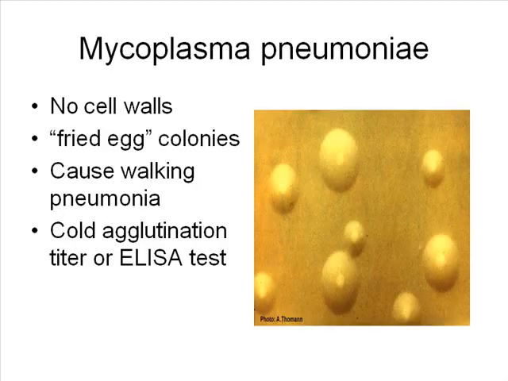Mycoplasma pneumoniae, cause of walking pneumonia. You can also get a cold agglutinin with Mycoplasma pneumoniae. If you grow it, you'll get fried egg colonies. This group of organisms has no cell wall, so you have to use special media to grow it.